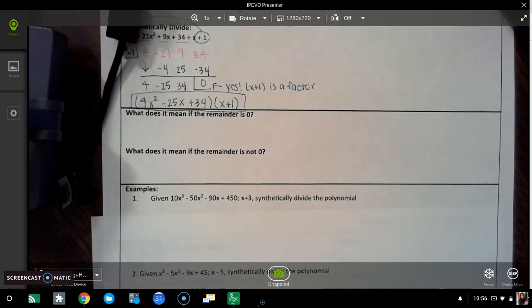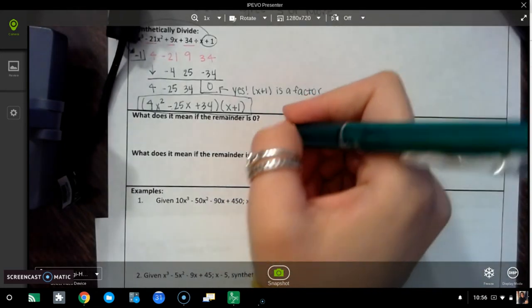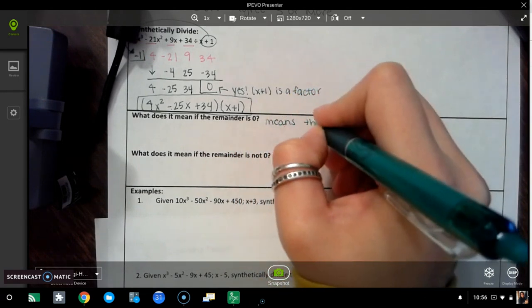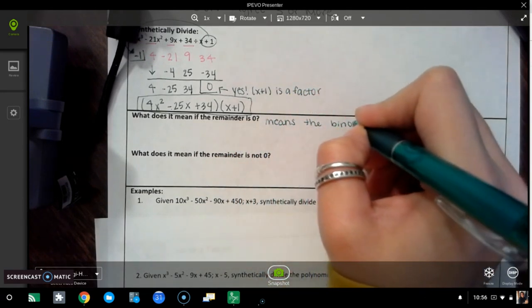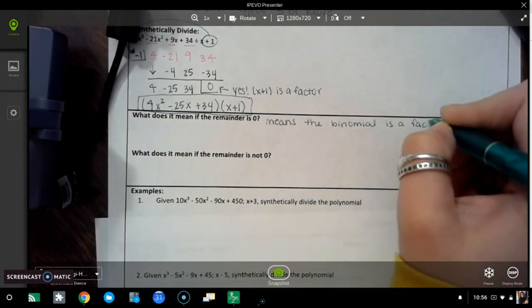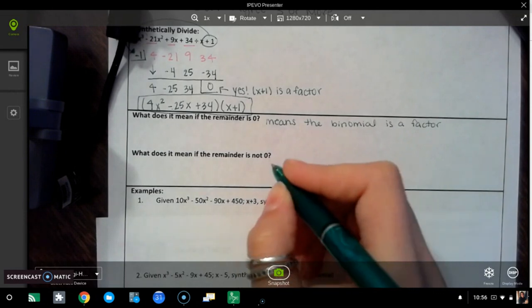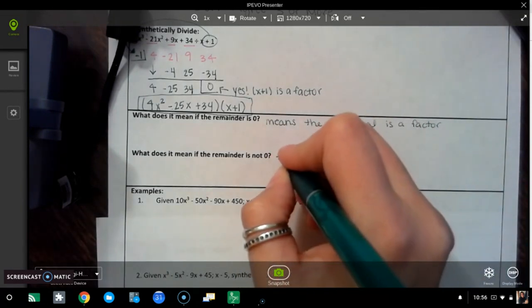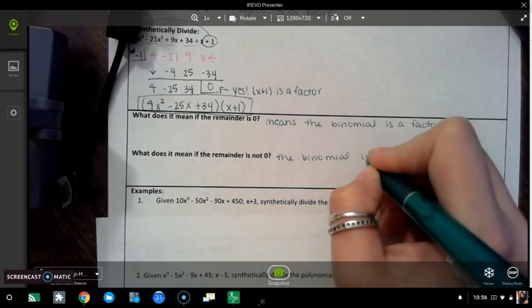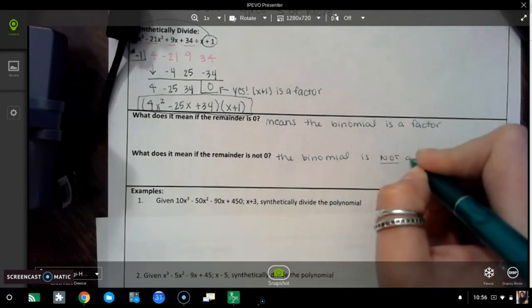What does it mean if the remainder is 0? We've talked about this already, but if the remainder is 0, it means the binomial we divided is a factor. But if it's not 0, that means the binomial is not a factor.